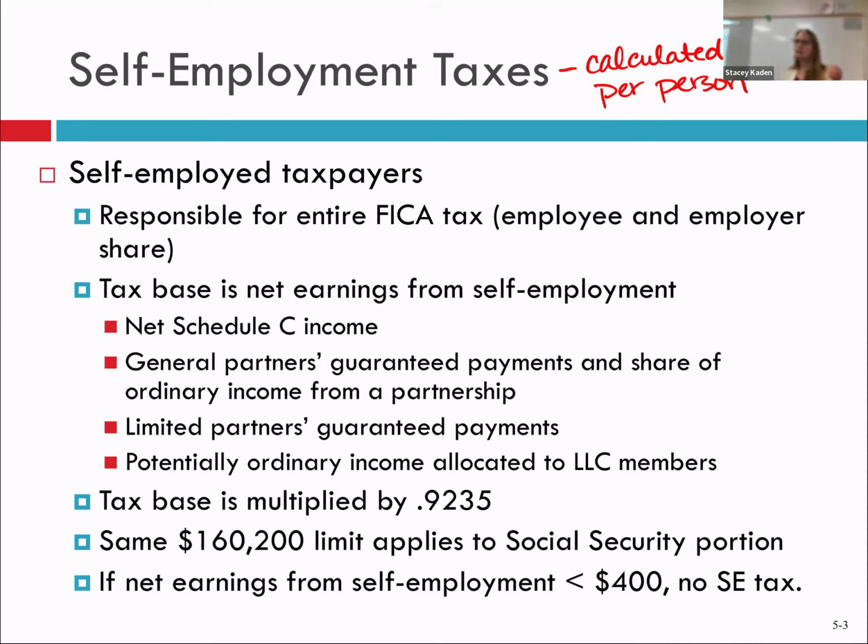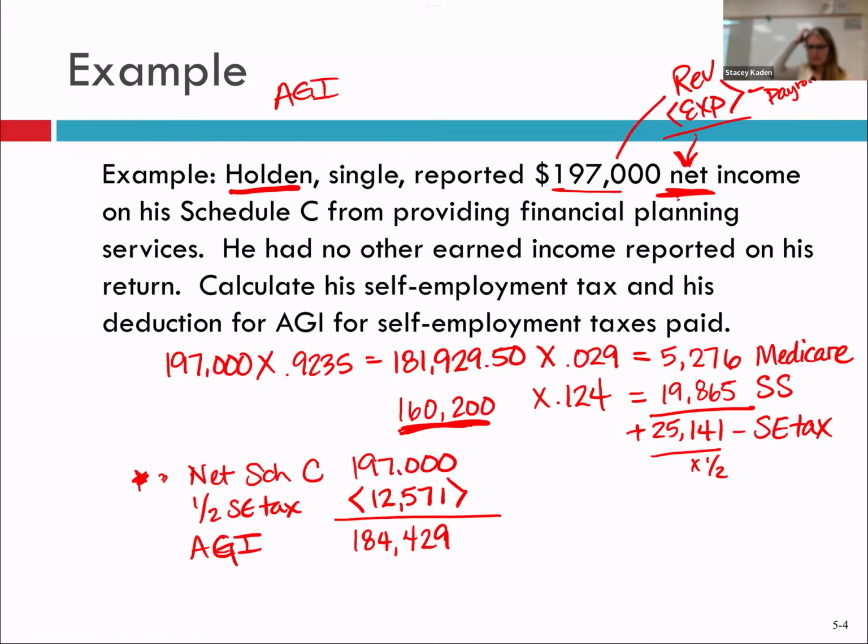Okay, so if you have a wife who's self-employed and a husband who's self-employed, they will do their calculation of self-employment tax completely separately. And they both have the $106,200 limit. We don't combine them at all. They would each do their own separate calculation and attach it to the return. So if Holden happens to be married, his spouse would do a separate calculation. If they happen to make the exact same amount, you'd have 25,000 of your self-employment tax and 25,000 of their self-employment tax. So it's not at all combined.